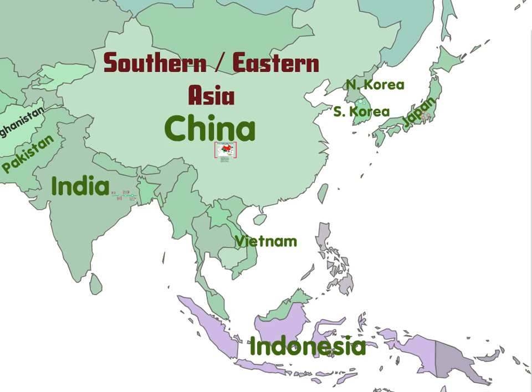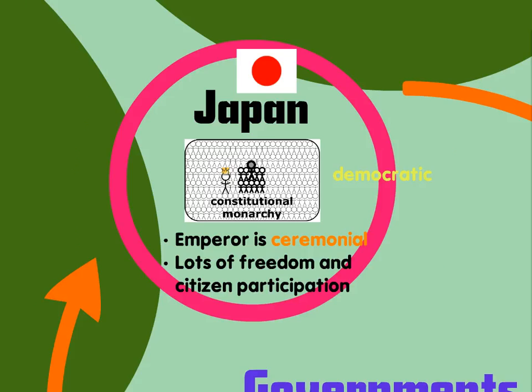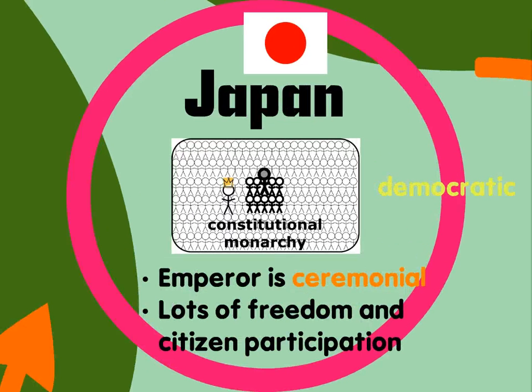Let's take a look at the governments of Southern and Eastern Asia. Now, in Japan, they have a constitutional monarchy. Now, constitutional monarchy in this case is democratic, and it's essentially a parliamentary democracy, really. But in a constitutional monarchy, you have an emperor in this case, but that emperor is purely ceremonial, has absolutely no political power whatsoever. And as a democratic country, Japan has lots of freedom and lots of citizen participation.